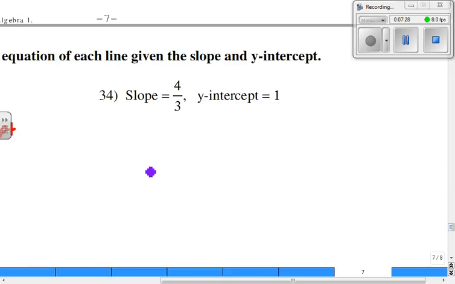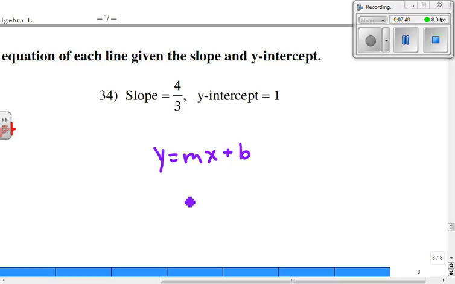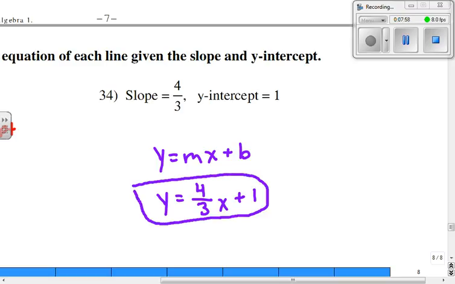Okay, in this case, this is very simple. We just want to know the slope-intercept form of the equation that has a slope of 4/3 and a y-intercept of 1. So we just plug in 4/3 for our slope being m, and 1 for our y-intercept being b. So our equation is y equals 4/3 x plus 1. And we're done there.